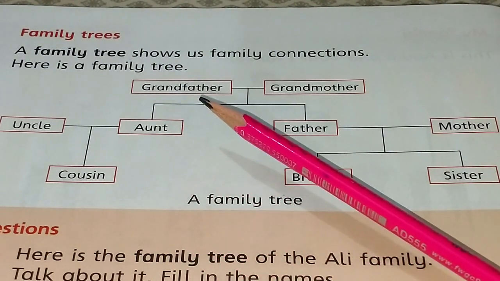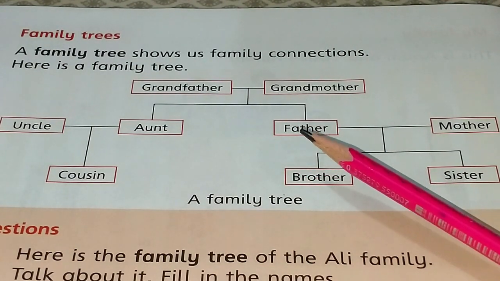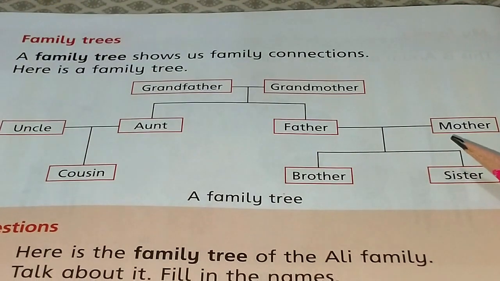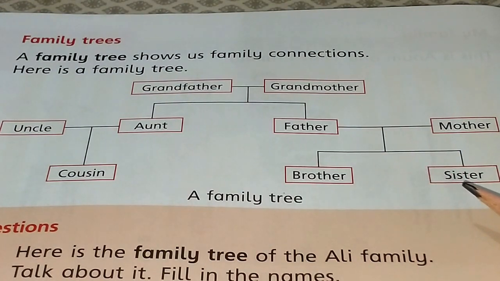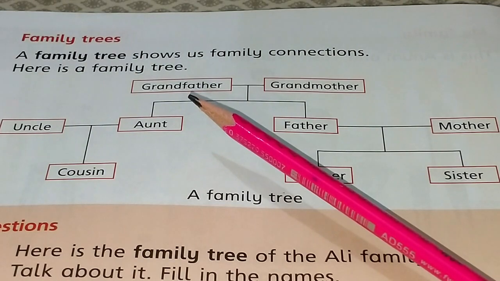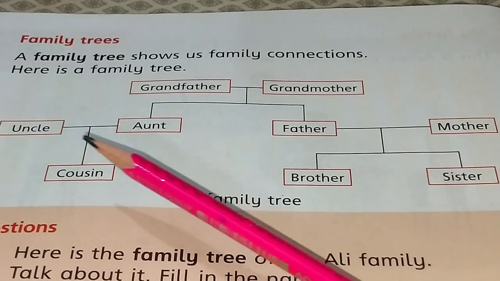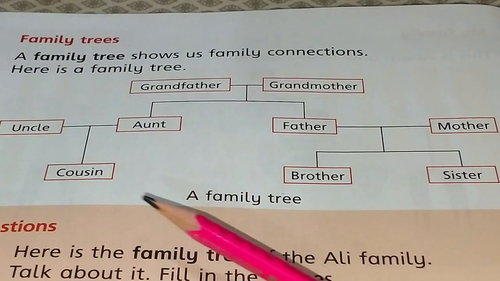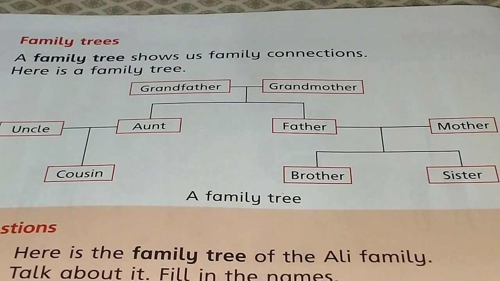Let's read again. Grandfather, grandmother. Then our parents, father, mother, then brother and sister. On the other side, grandfather, grandmother, then uncle, aunt, and then cousin. This is a family tree. Let's move towards the questions.